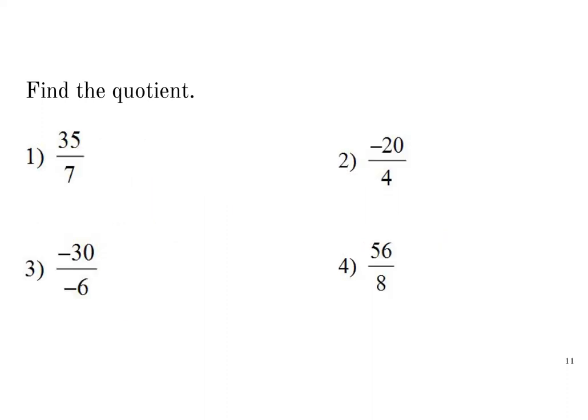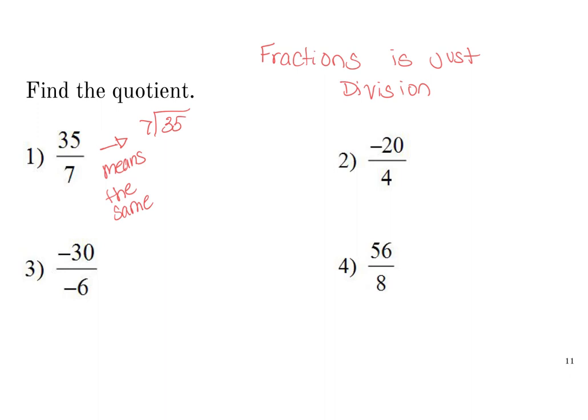Here we're going to find the quotient, which just means divide. Remember, even though this is a fraction, it is just division. So 35 over 7 is the same thing as saying 35 divided by 7, which gives me 5. Because they are both positive numbers, we produce a positive answer.